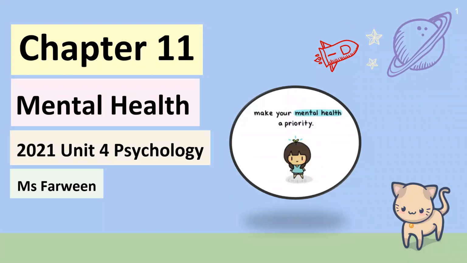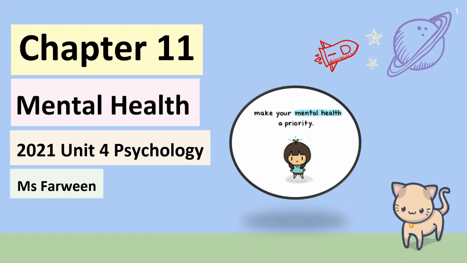So today we're going to be starting with chapter 11. We're starting our unit 4 outcome 2 now, looking at mental health. Today's content is only 3 spreads, so it's not too much. And a lot of it we've actually learned last year.